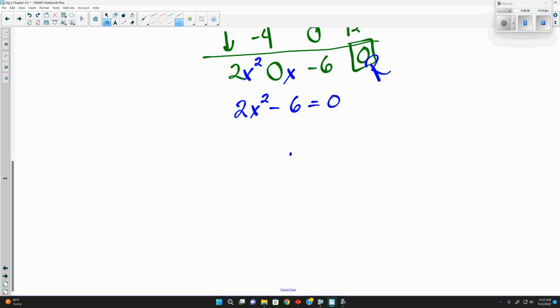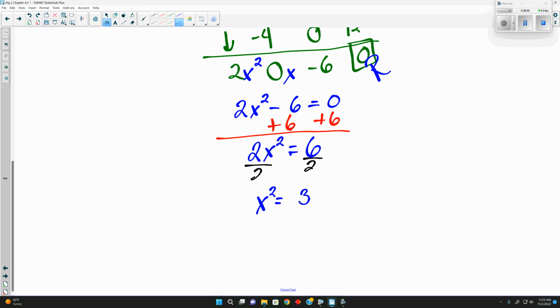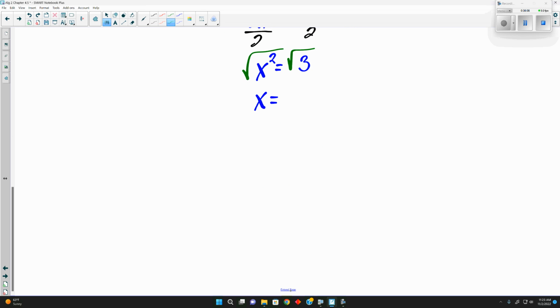So we get x squared by itself. So the first thing we can do is add 6 to both sides, which tells us that 2x squared is equal to 6. Divide both sides by 2. Yes. And if we square root both sides, the square root of x squared is x is equal to. Anytime we square root both sides, we had to add the plus or minus. It'd be the square root of 3.